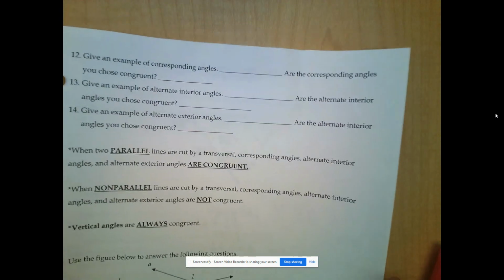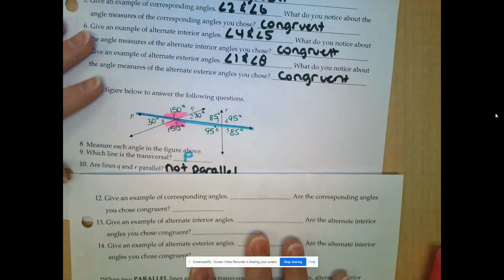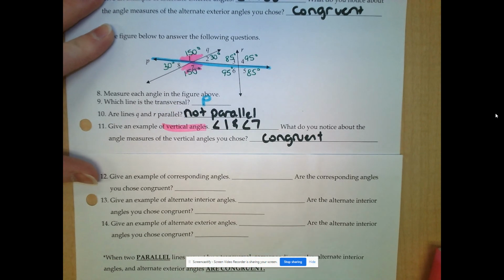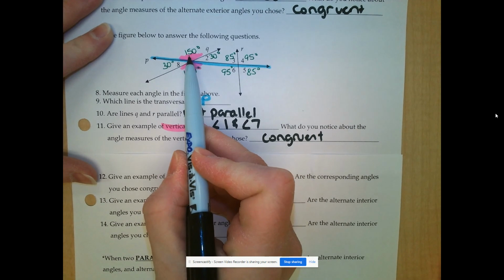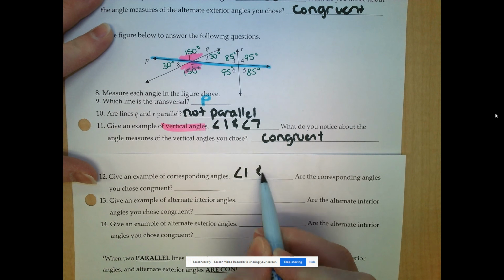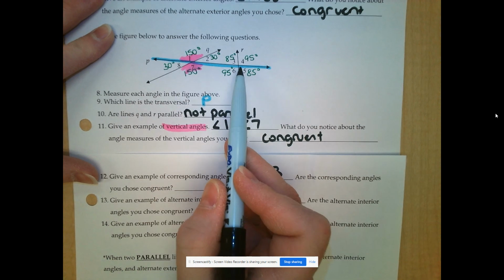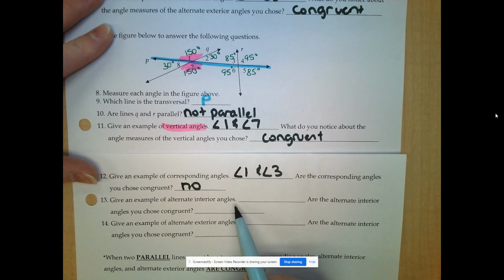Give an example of corresponding angles. So are the corresponding angles congruent? So here, let's try to get both of these on the screen at the same time. And this is going to be a little tricky, but I'll do my very best. Corresponding angles, so angles in the same location. So angle 1 is in the top left and angle 3 is in the top left. So if I said angle 1 and angle 3, they're definitely not congruent. Angle 1 is huge, angle 3 less than 90 degrees. Are they congruent? No.